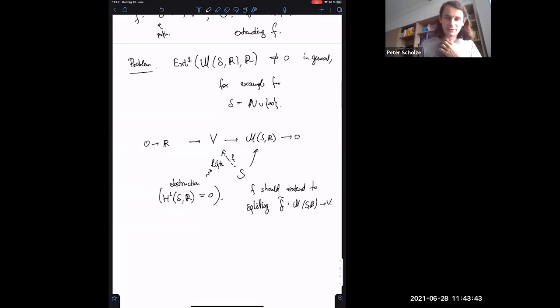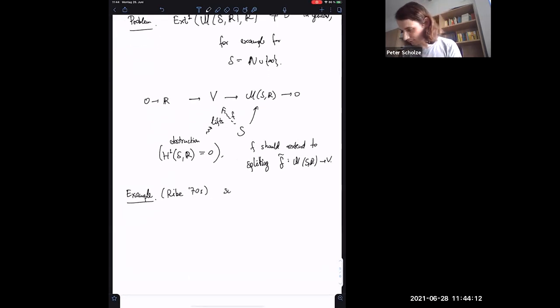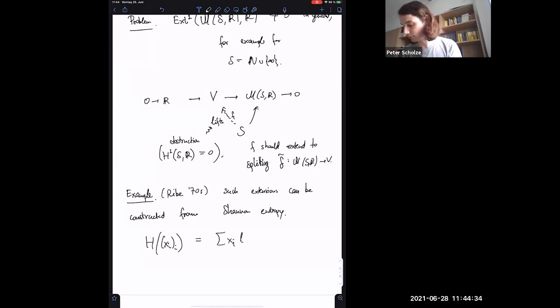And the origin of these extensions is a paper from Ribe from the 70s, maybe 60s. He gave an example of such an extension, maybe not exactly for the space of measures here, but for the closely related space of L1 functions on S. They are very, very close, and this extension is also defined in our space, anyways. Such extensions can be constructed from the entropy functional, the Shannon entropy. The H of some sequence of numbers xi is the sum of the xi times log xi.